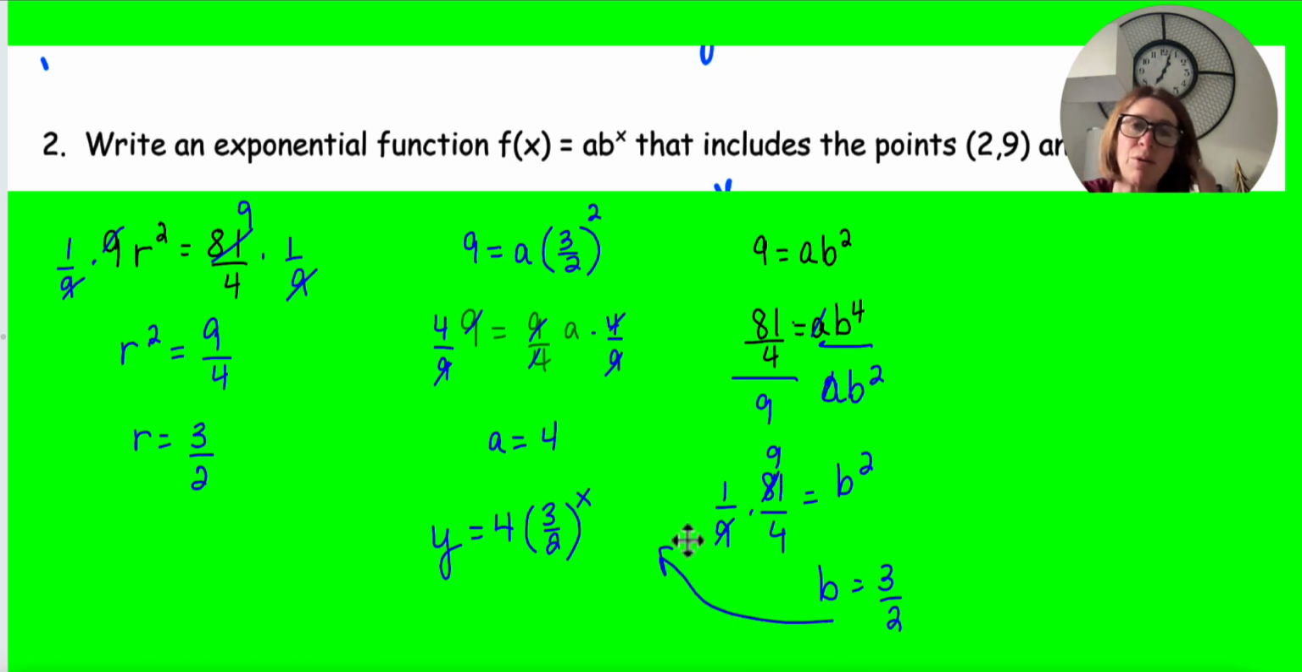So there's multiple ways that you could approach these problems. Hopefully that's helpful.